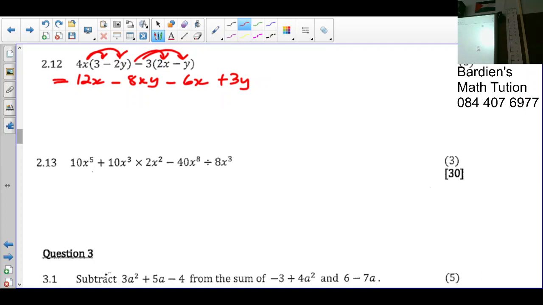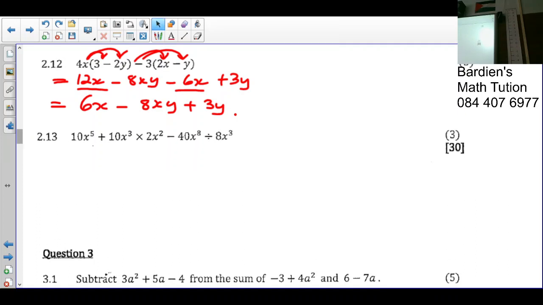So what do I do now? Look for like terms. Easy like terms. Yes. It's 12x and negative 6x. That's the only like terms there. Why is negative 8xy not a like term to 3y? 3y doesn't have an x, and negative 8xy has an x. Okay. So 12x minus 6x, 6x minus 8xy plus 3y. Any confusion there? You all okay?